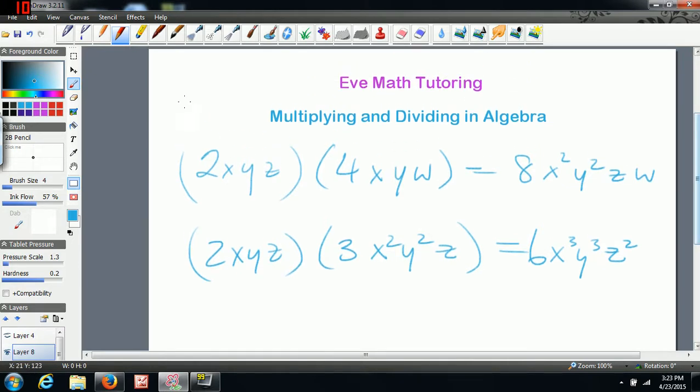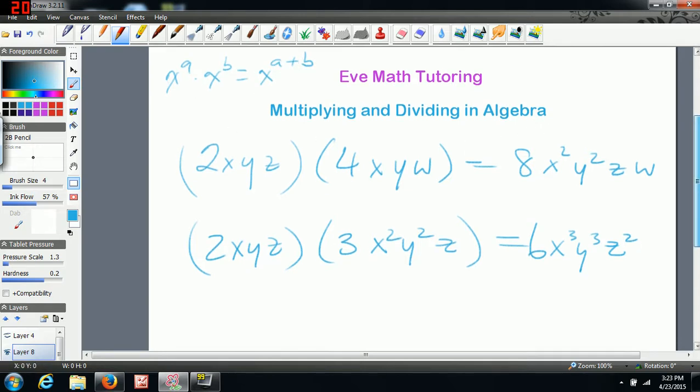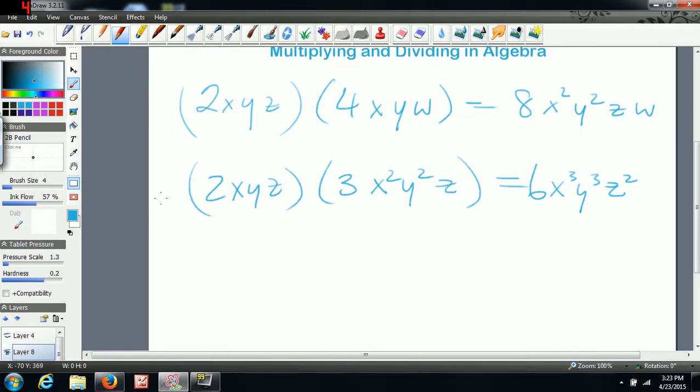And the rule we're using is x to the a times x to the b is equal to x to the a plus b. We have the same base. We could do division. Let's stick to multiplication first, but that's how you would multiply. If you were dividing, let's now try some division.